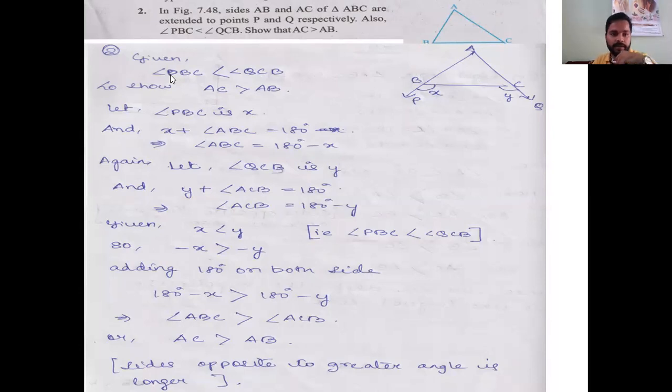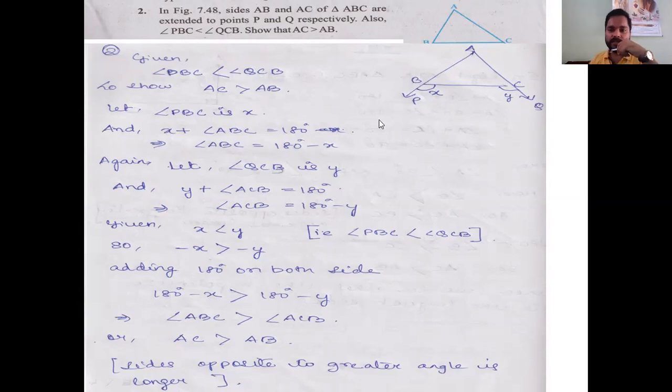Okay, here you see. In question number 2, in figure 7.48, sides AB and AC of triangle ABC are extended to points P and Q respectively. ABC was the triangle, and these are being extended to P and Q. Also, angle PBC is lesser than angle QCB. Show that AC is greater than AB.